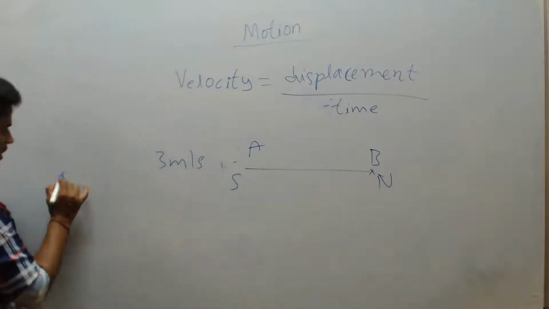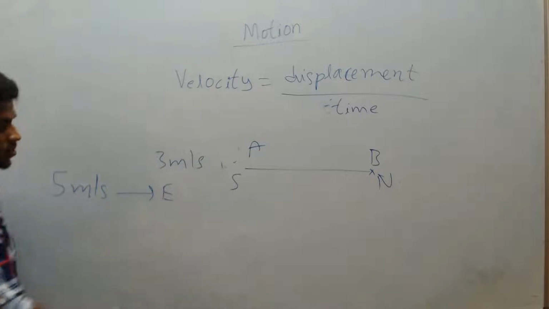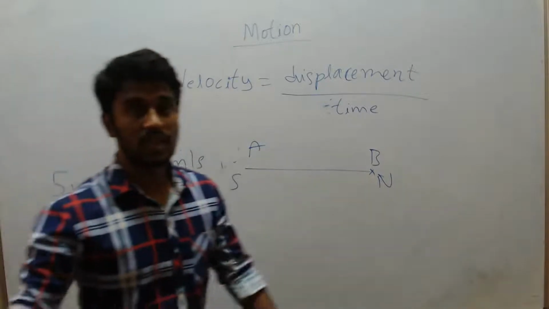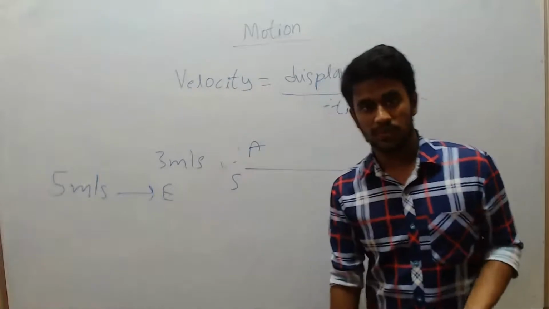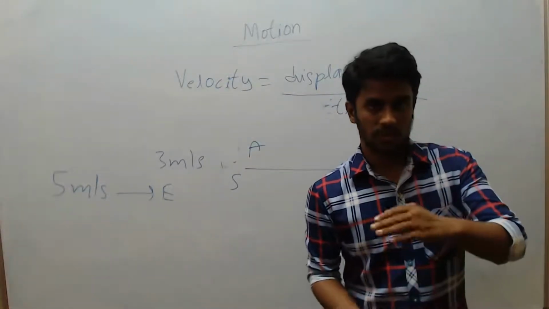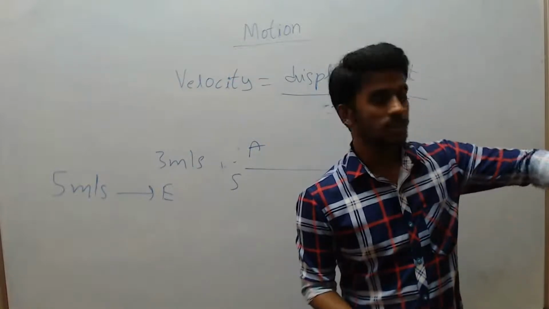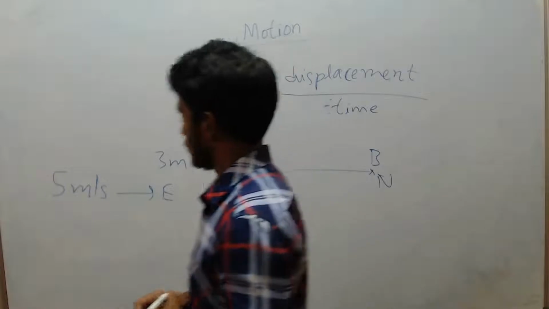Okay. For example, say velocity is 5 meter per second towards east. Then velocity is 10 meter per second towards south. Velocity is 2 meter per second towards north, which means that object is moving with the speed 2 meter per second towards north. So like that. Okay. So this is the velocity.